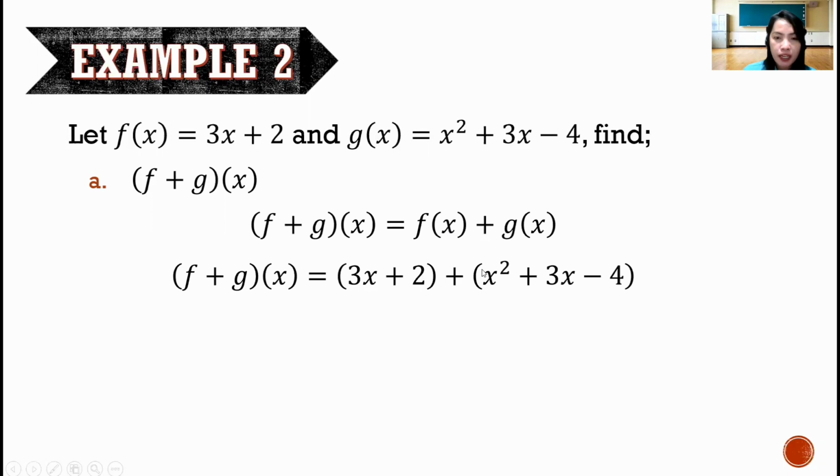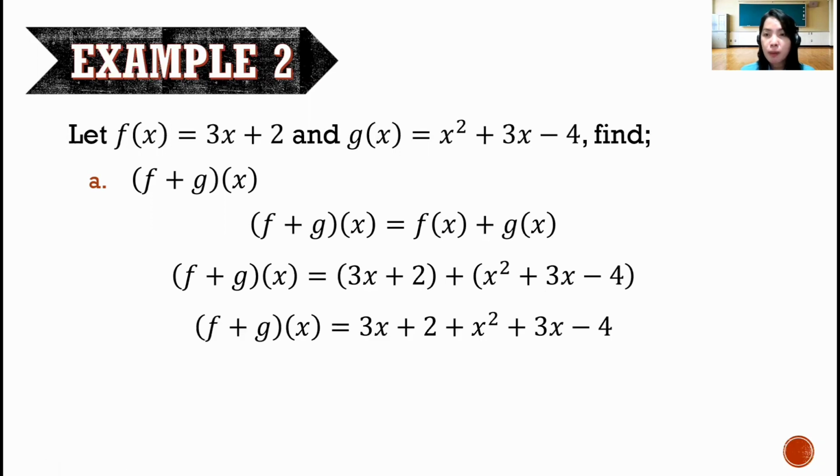Copy the symbol plus and then the value of g of x, that is x squared plus 3x minus 4. Do not forget to enclose that using a parenthesis. Next is to drop down the parenthesis. So alisin mo lang yung parenthesis, that would be 3x plus 2. This is the operation, the addition, or the plus sign, ang symbol na ginamit, and then x squared plus 3x minus 4. Do not worry for addition on function. Same lang naman yung sign for the second function.